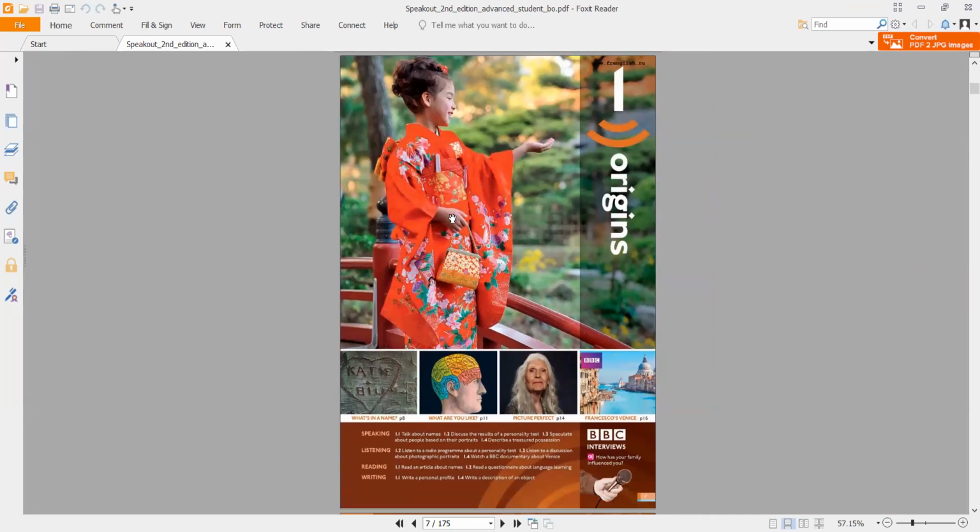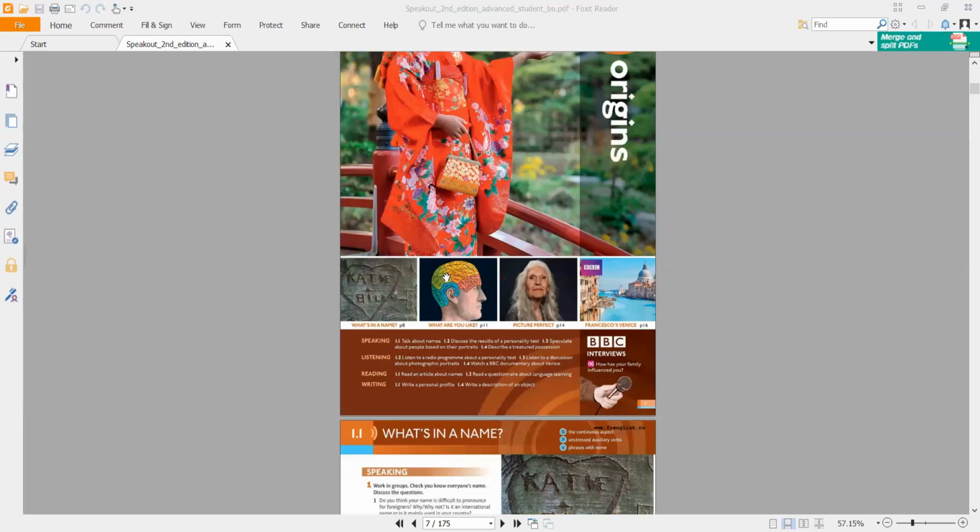So let's move on to the first page in the first module, Origins. Now, what do you think this unit is going to be about? Maybe the origins of some cultures or some countries. Yeah, maybe. Interesting. Others, do you have any other opinions to share with us? Maybe traditions. Thanks, Ikram. Okay. Right. Thank you very much for sharing your opinion with us.